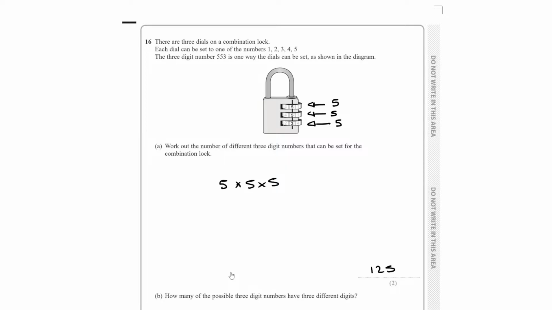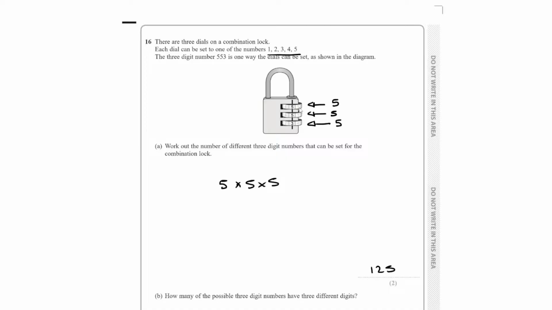Why is it 5 times 5 times 5? Well, first of all, it's multiply just because that's how it is. The multiply bit is called the product rule, you just have to know that. Whenever there's a combination question, you multiply the number of options you have. Now, it's the number 5 because there were options of number 1, number 2, number 3, number 4, number 5. That's 5 options, isn't it?